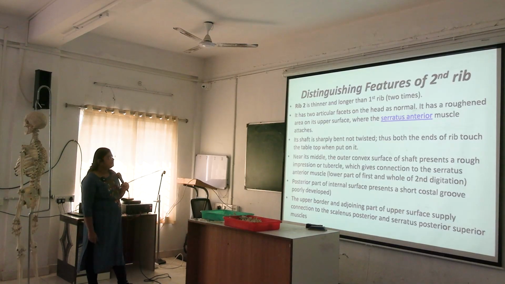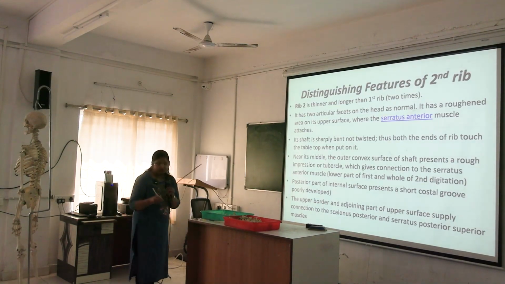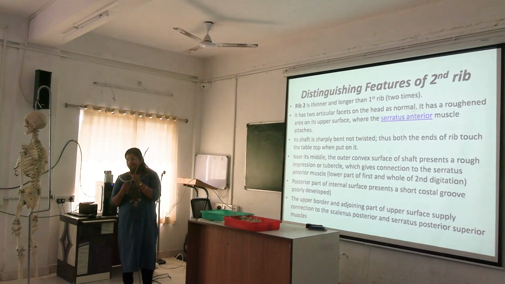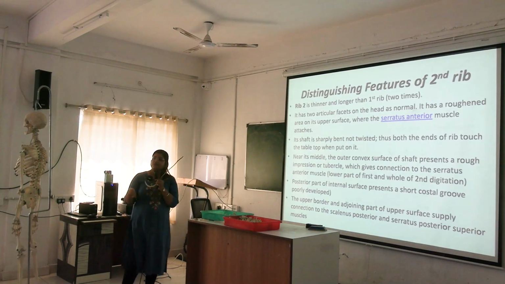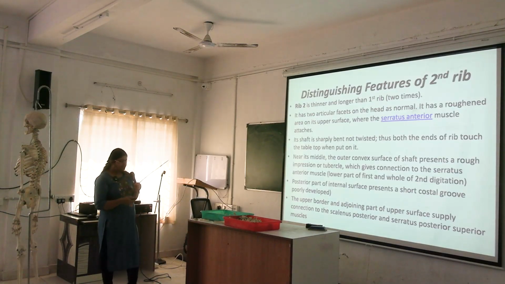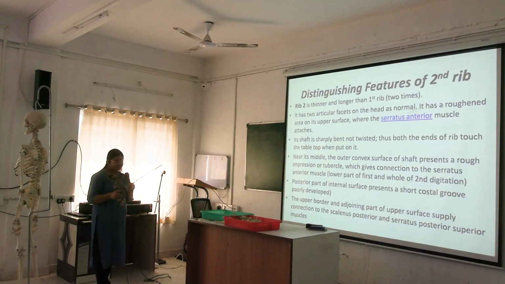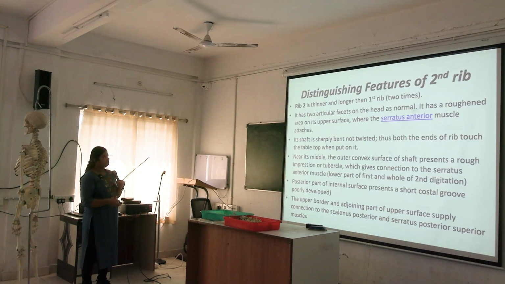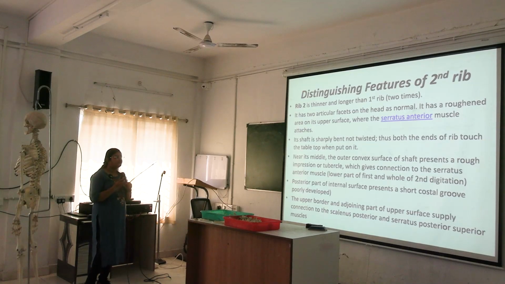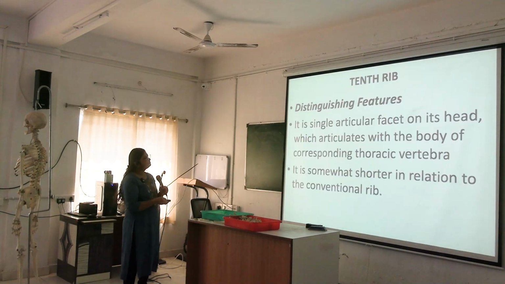And the posterior part of the internal surface presents a short costal groove here. The first rib has no costal groove, here is a small costal groove on the lower part of the posterior surface, which is poorly developed. The upper border and adjoining part of the upper surface supply connection to the scalenus posterior and scalenus posterior superior muscles. These two muscles are also attached, we have seen in the picture.